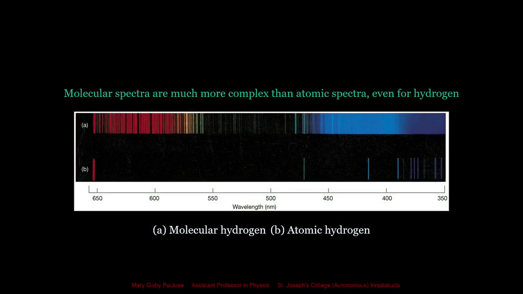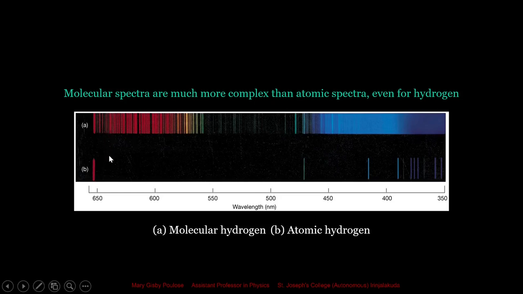Well, this picture is shown just to differentiate between a molecular spectra and an atomic spectrum. So let us consider hydrogen. In hydrogen, we are taking excited atomic hydrogen and excited molecular hydrogen. Molecular hydrogen means two hydrogen atoms are bonded. Now, picture A shows the spectra from molecular hydrogen, whereas picture B shows the spectra from atomic hydrogen. You can see the difference between these two spectra, right?